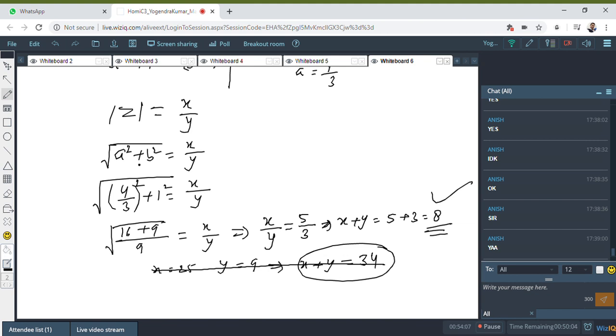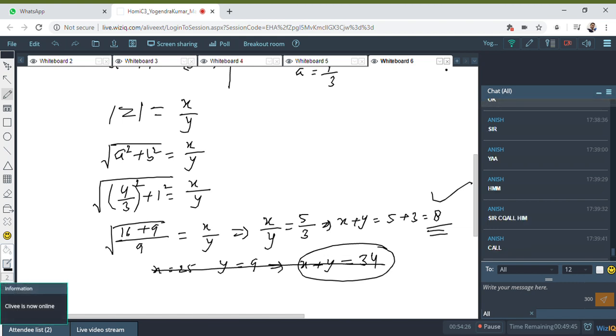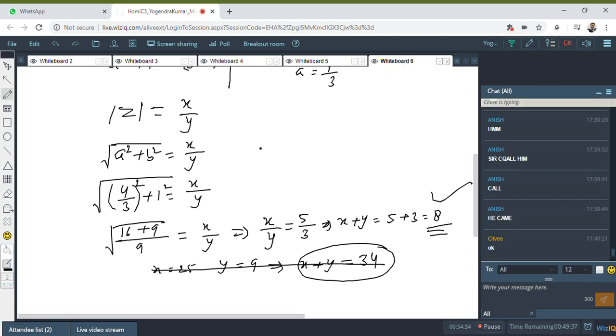Can you call Clive? Where is he? By the way, Anish, let him come. He will join, I think. Do you know all these properties? I'm going to upload a few properties. Sir, call him. Okay, he's online. He's online now. He came. Net issue. Yes, yes, you were offline.